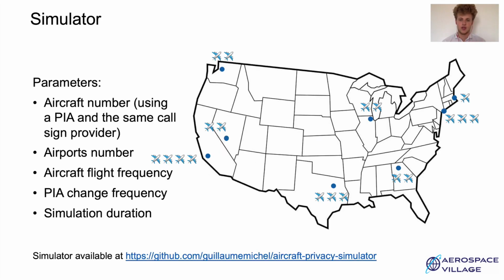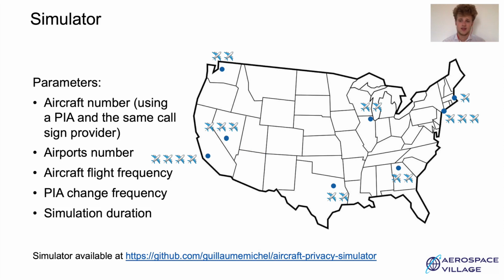We built a simulator to help us predict how the PIA program would scale if significantly more aircraft joined it. This simulator takes as parameters a number of aircraft, a number of airports, the average aircraft flight frequency, the PIA change frequency, and also the simulation duration. So once the simulation starts, an aircraft will be picked at random and will fly to a random airport. And then another aircraft will be chosen at random, flying to another airport, and so on.